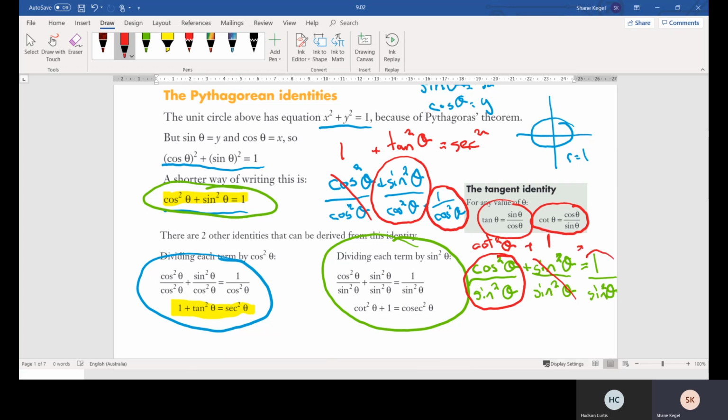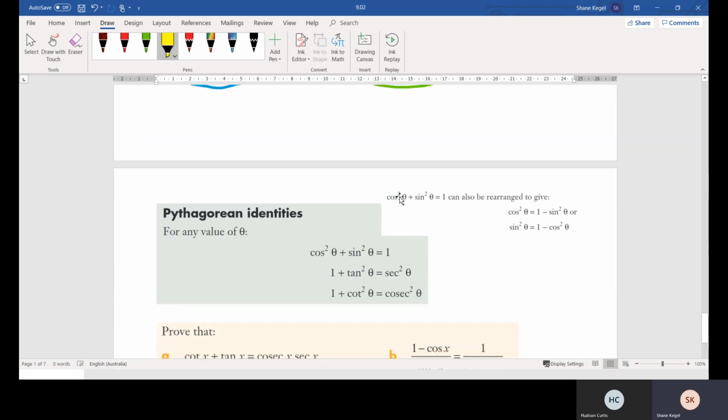And 1 over sine squared, or 1 over sine is the inverse of sine, or the cosec. So 1 over sine squared must be cosec squared theta. So cot squared theta plus 1 gives me cosec squared theta. And as you can see, that is my third Pythagorean identity here. So I've got 3 identities and they are summed up for us down here.